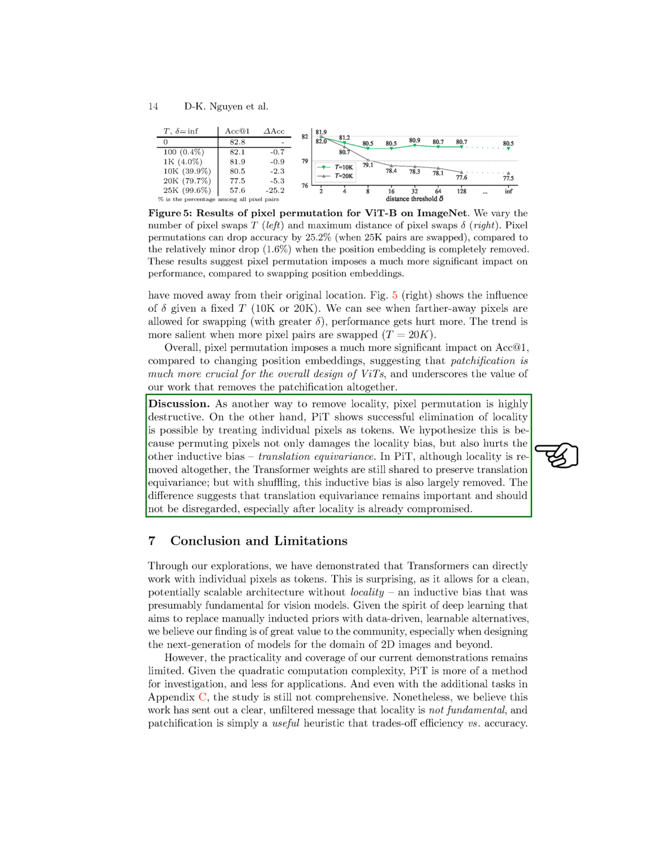We discussed how pixel permutation can be highly detrimental in removing locality, while PIT successfully eliminates locality by treating individual pixels as tokens. We theorized that this success stems from PIT preserving translation equivariance by sharing transformer weights, unlike pixel shuffling, which compromises this inductive bias. This comparison underscores the importance of maintaining translation equivariance, especially after compromising locality.